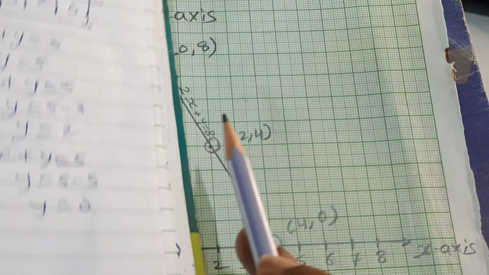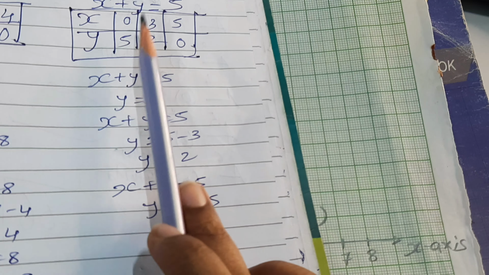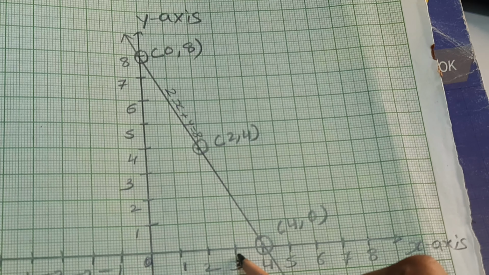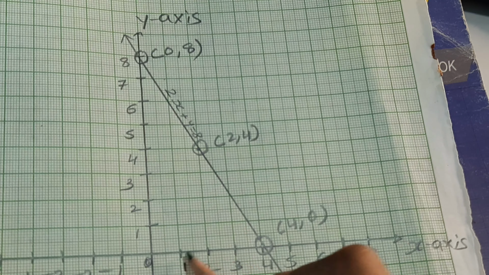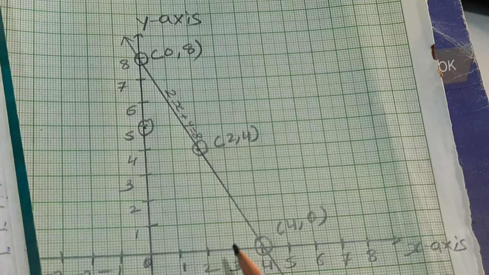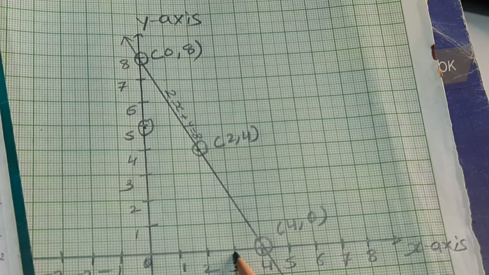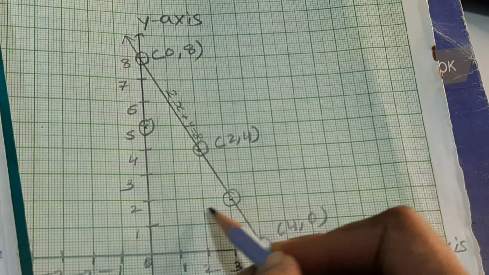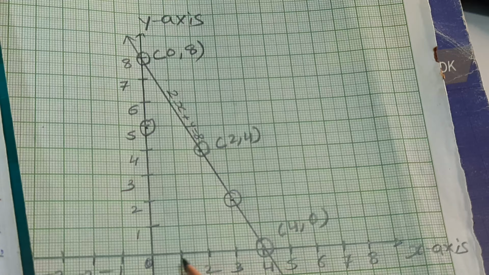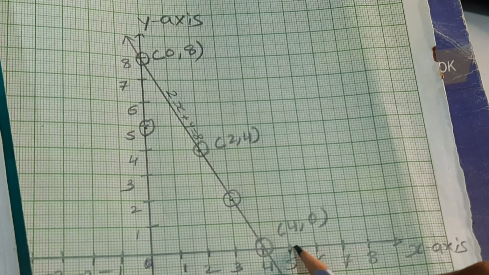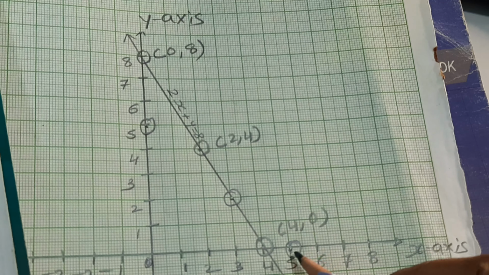Okay. Next what we have is this one. On the x-axis we have 0, 3 and 5. So (0, 5), circle it. Then 3 here and y-axis 2. Next it will be 5 on the x-axis and 0 on the y-axis. Okay. Join this line now.